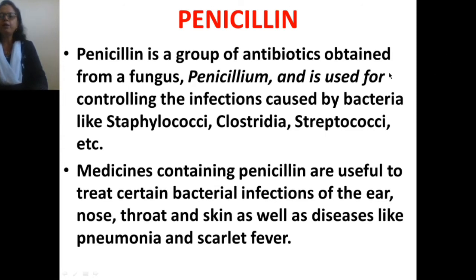Now the first antibiotic is penicillin. Penicillin is a group of antibiotics obtained from the fungus Penicillium. It is used for controlling infections caused by bacteria like Staphylococcus, Clostridia and Streptococci. Medicines containing penicillin are used to treat certain bacterial infections of the ear, nose, throat and skin, as well as diseases like pneumonia and scarlet fever. We use this penicillin in medicine, correct?